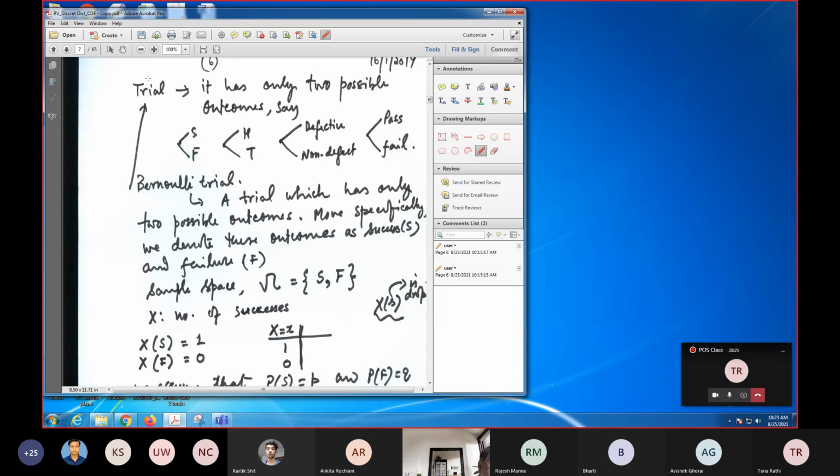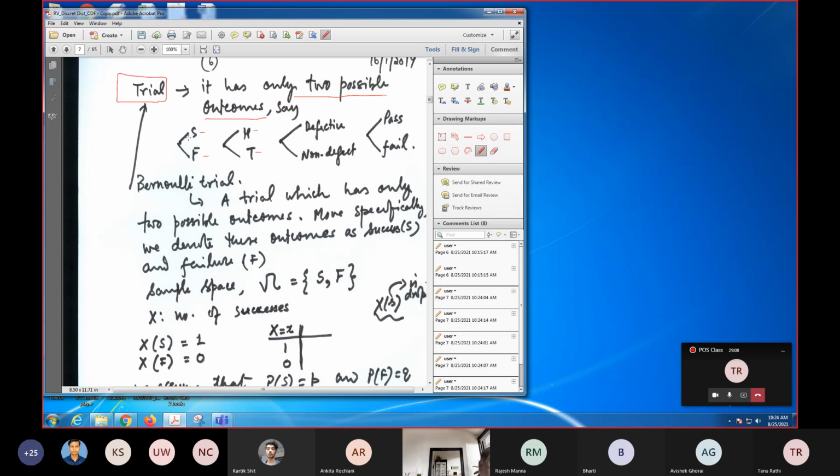So now we are considering a specific type of trial. What is specific about this trial is that it has only 2 possible outcomes. Say, for example, when you toss a coin, it has 2 possible outcomes, head and tail. If you appear in an examination, you can get success or you can fail. An item can be classified as defective or non-defective. So we are restricting ourselves to that type of trial which has only 2 possible outcomes.